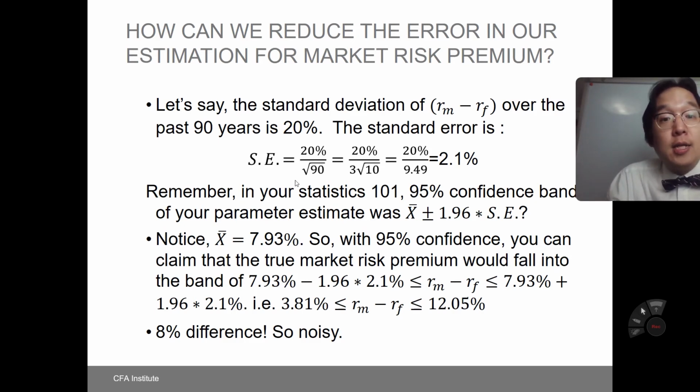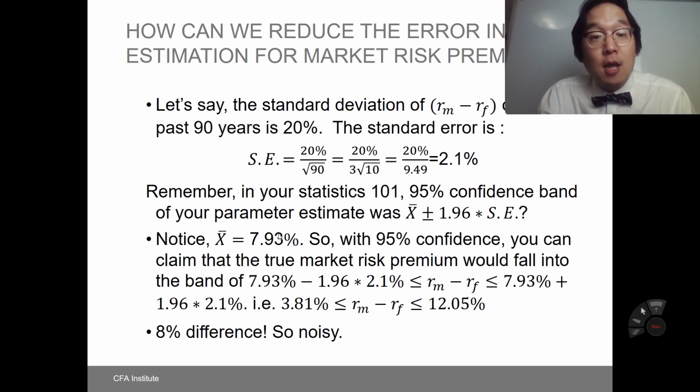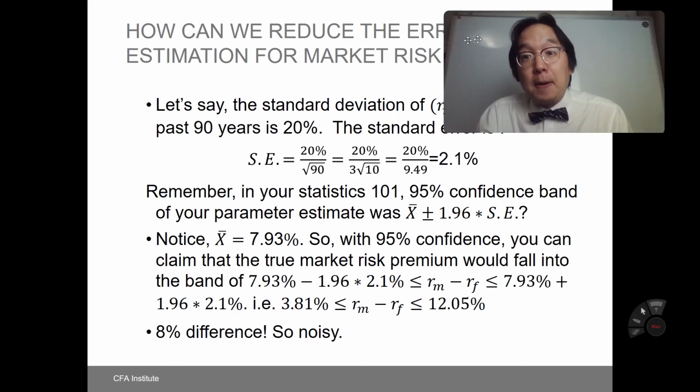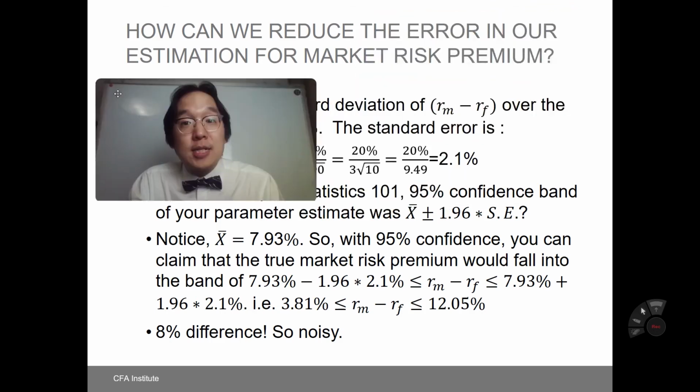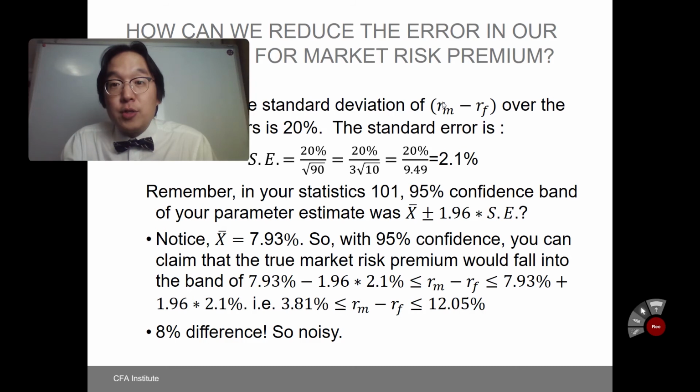Standard error is your standard deviation divided by the square root of the number of observations, right? So basically that's it. Remember in your Statistics 101, the 95% confidence band of your parameter estimate should be what? X bar plus or minus 1.96 times standard error. Notice that X bar in this case is RM minus RF bar, which is 7.93%.